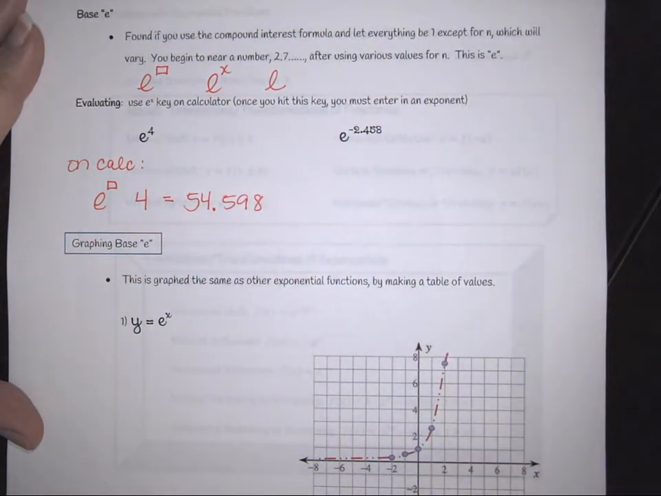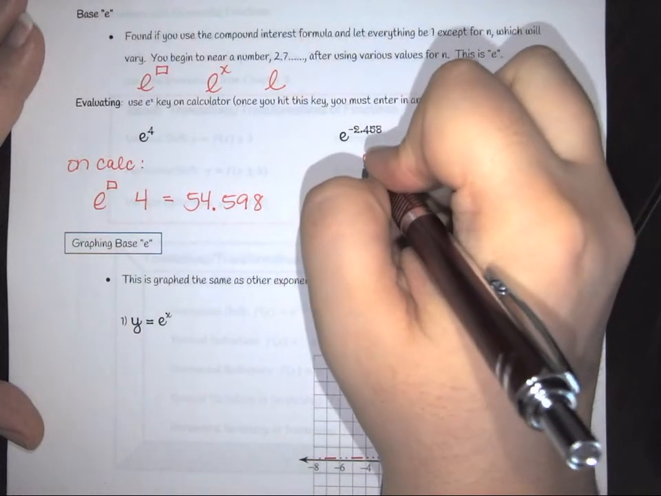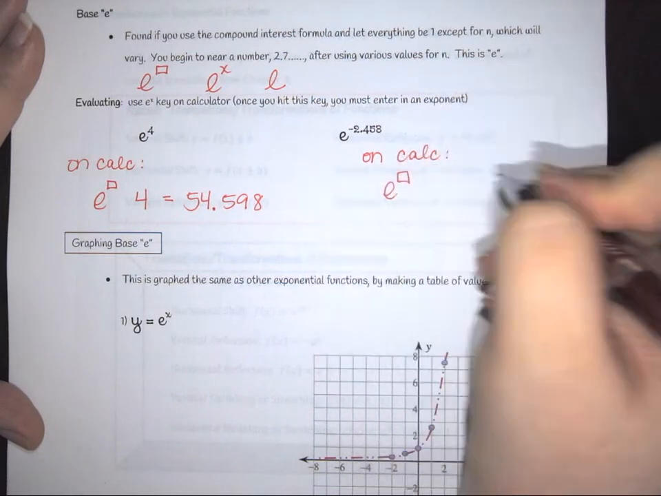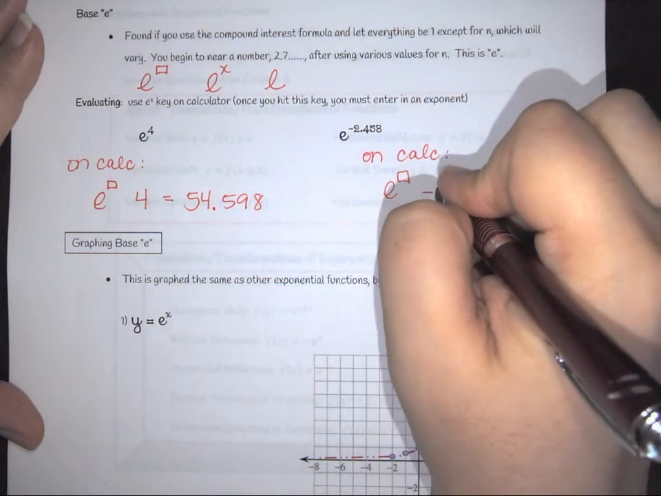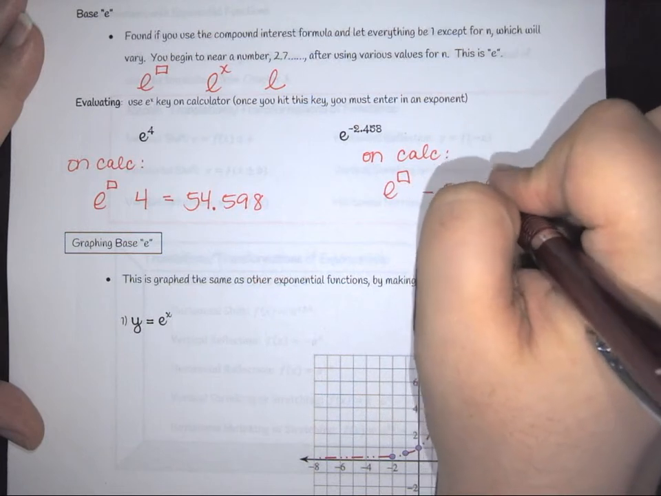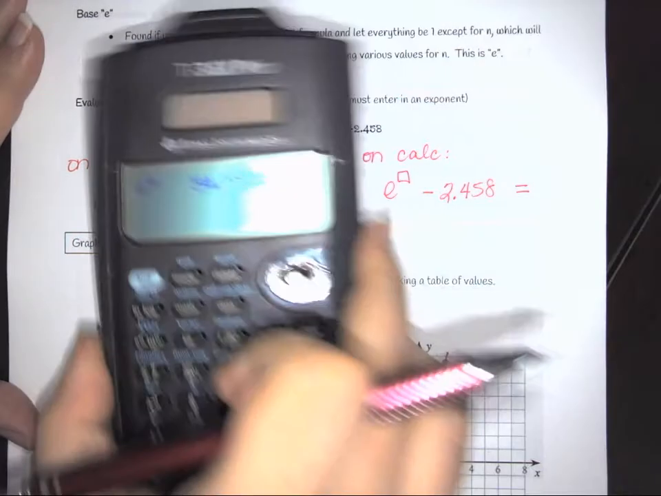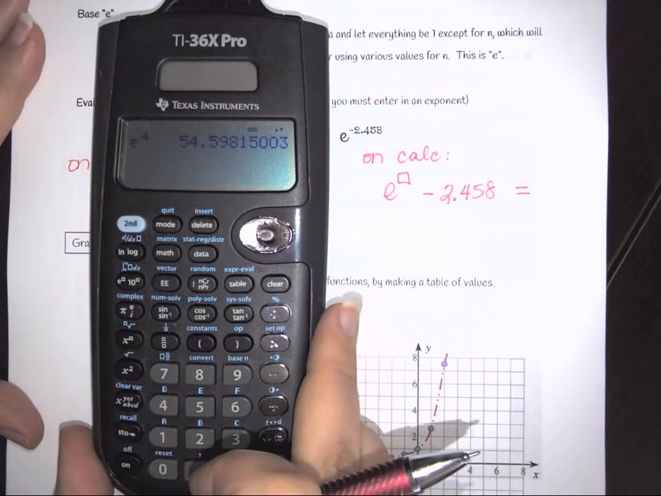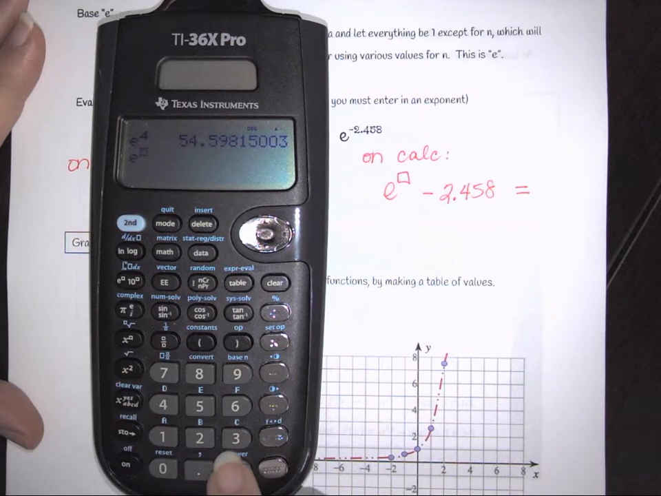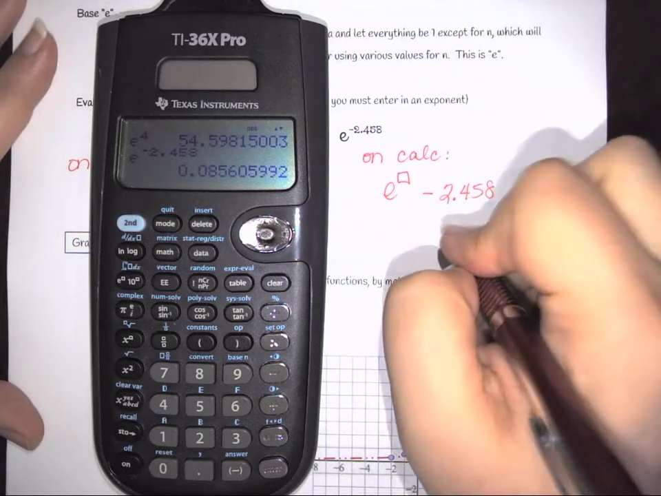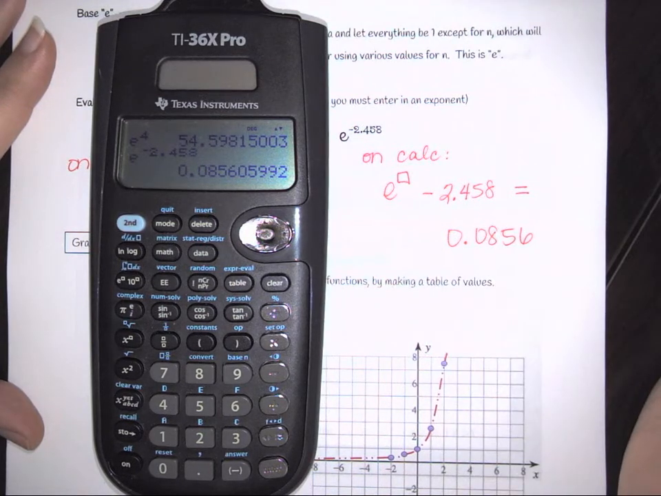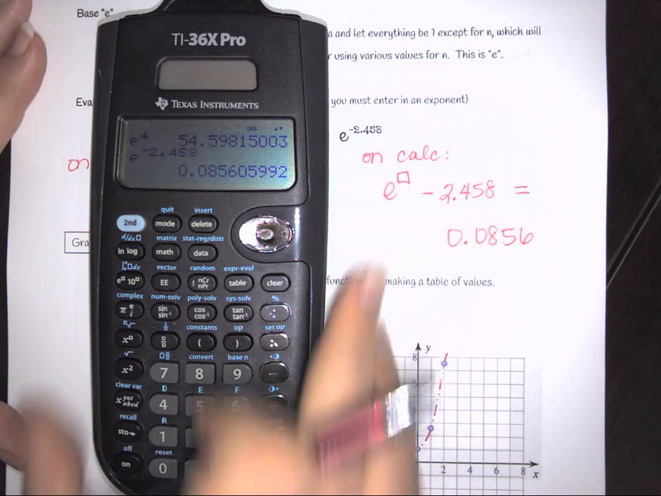Now I'm going to do it again for my problem over here. So again, on my calculator, I'm going to hit my e button. Then I'm going to put in my negative 2.458 and hit enter. So we have e to the negative 2.458, and hit enter. And we get 0.0856.